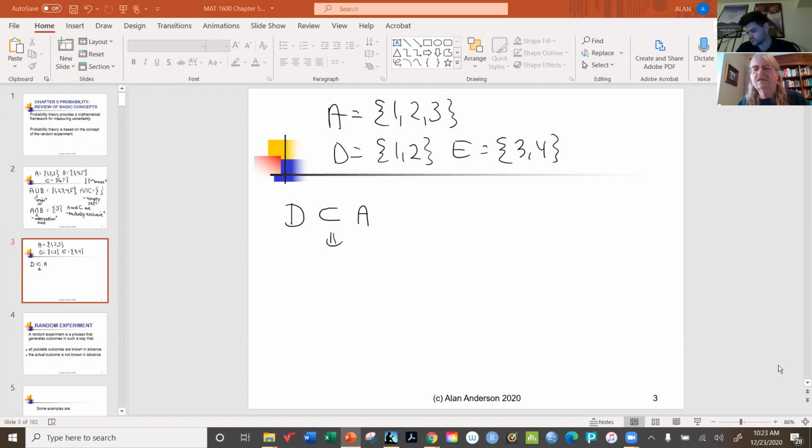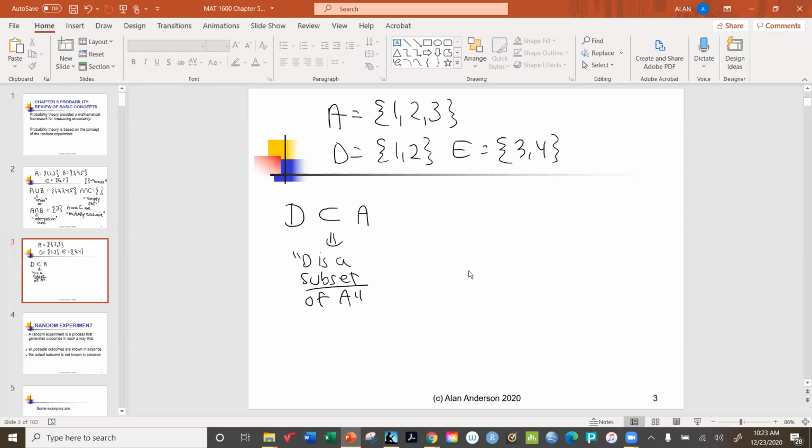What do you think? That sideways thing, what is that all about? We have somebody who knows. Subset, that's the one. In English, this says D is a subset of A. Now, why is that?